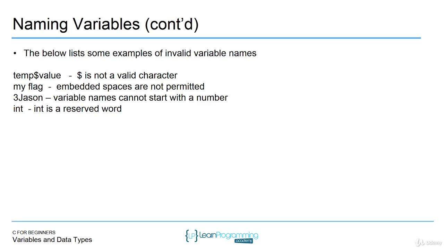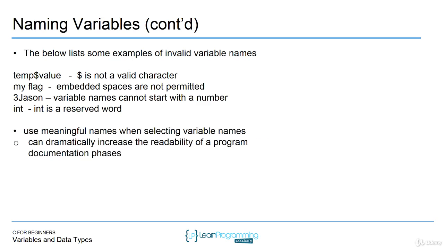int is actually an error too. It looks normal. It looks okay because it starts with a letter. The problem here is it's a keyword. All programming languages have certain words that have special meaning that you cannot use for names. And int is a specific data type for the C programming language, so you cannot use that as a variable name. So these are some examples of variable names that are not good.